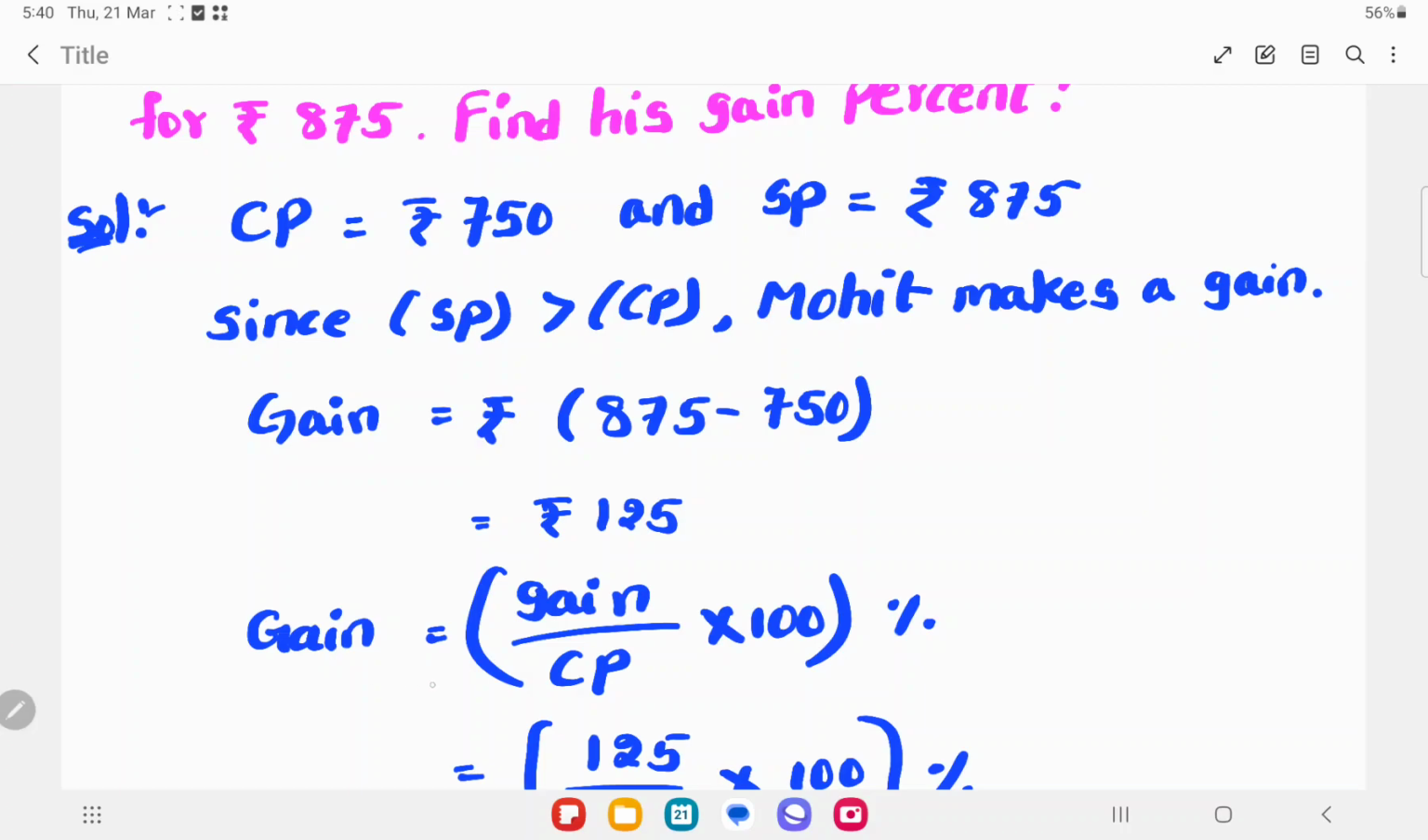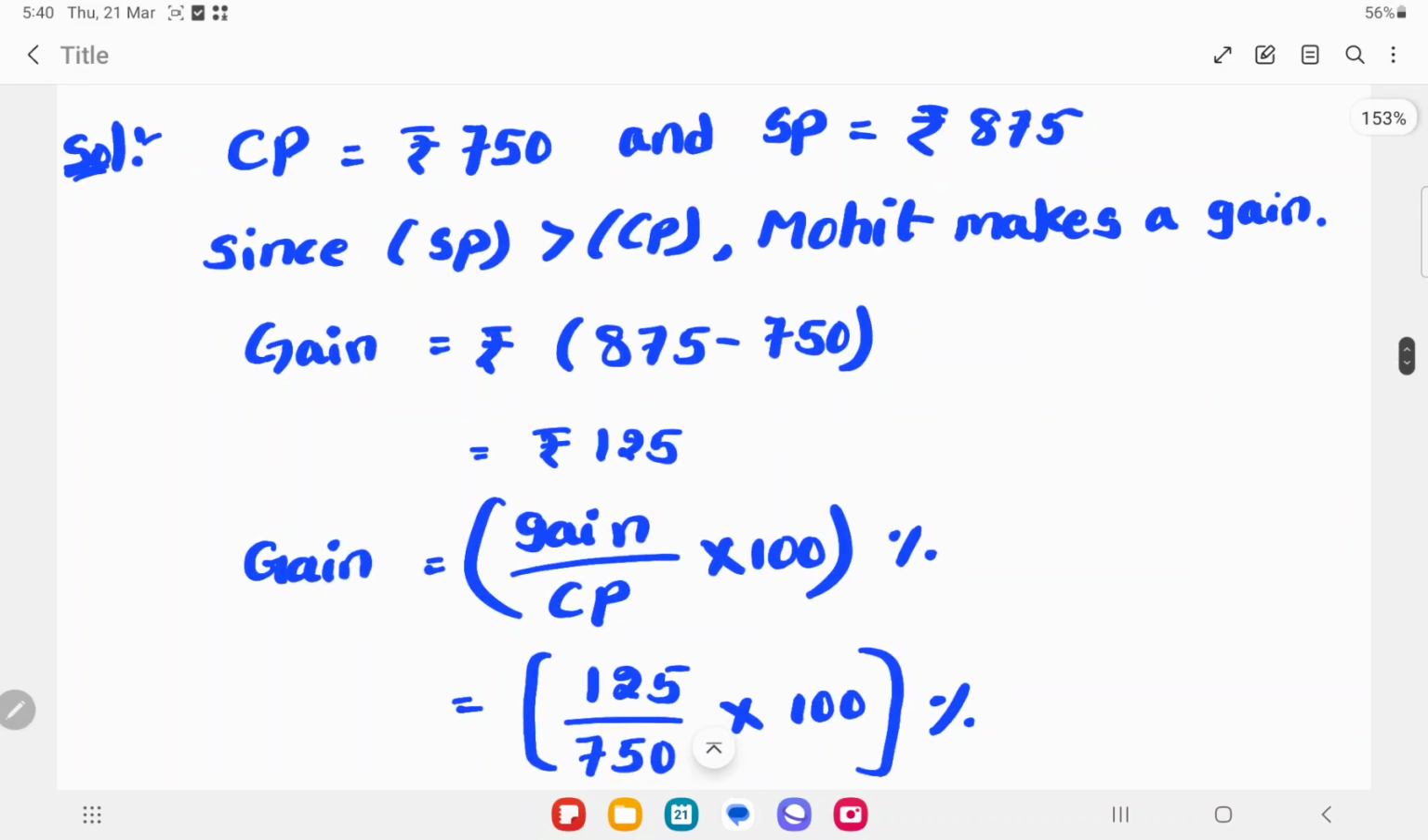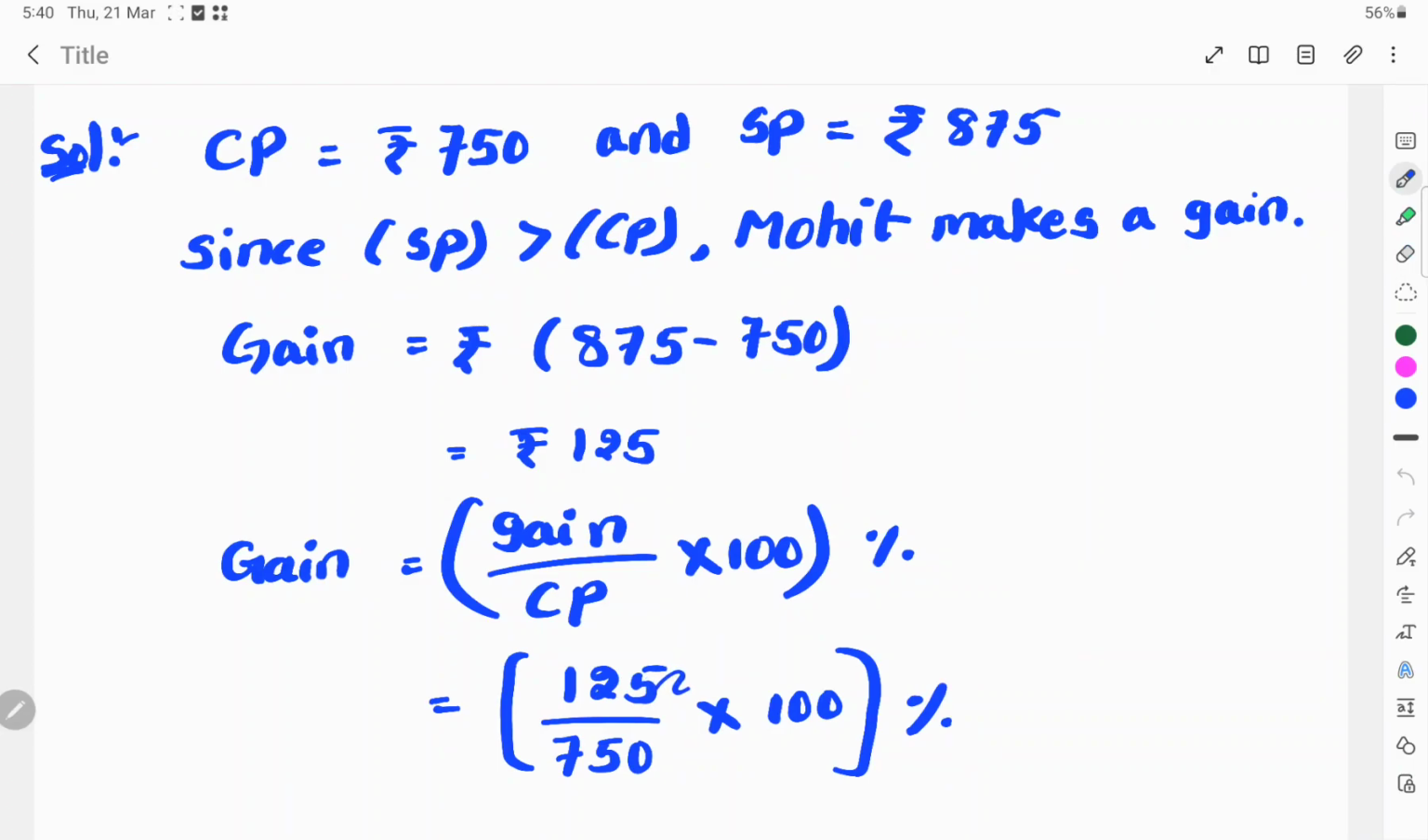So gain percent is equal to the formula: gain by cost price into 100. Gain is 125, cost price is 750, so 125 by 750 into 100.